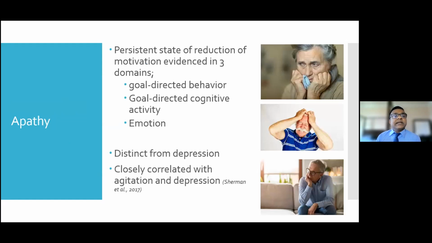Then the other important thing is the apathy, and it's evident in 3 domains: either goal-directed behavior, goal-directed cognitive activity, or emotion. We usually measure it like hyperactive delirium, very quiet, slow and not interested, right? But only with clear mental state examination, you will be able to identify that it's distinct from depression, and closely correlates with agitation and depression. So this is not easy business. Some of them are severely depressed, apathetic as well. Once you start treating depression, all the apathy will start manifesting.